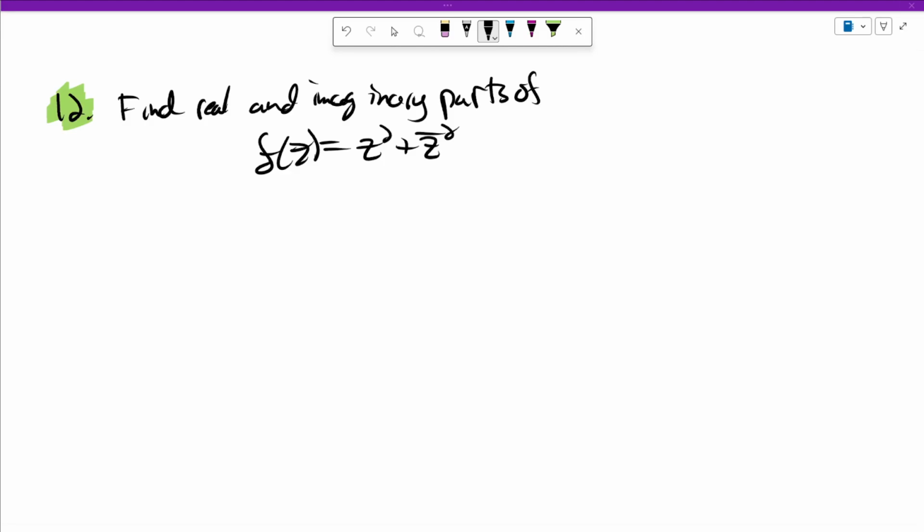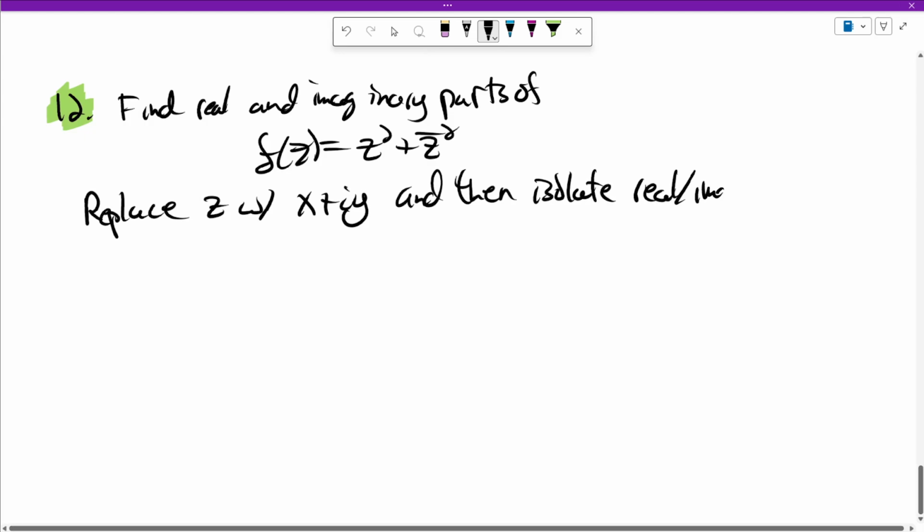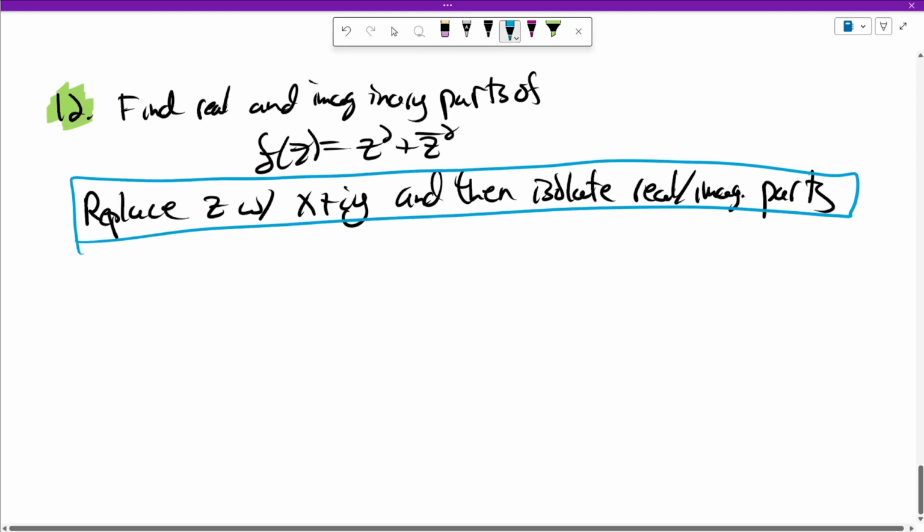In problem 12, we're just going to practice finding real and imaginary parts of functions a little bit more. And the general strategy for this is the same as in the example. All we're going to do is replace z with x plus iy, and then isolate the real and imaginary parts. That's the strategy. This is all we're going to do. And so let's do it.